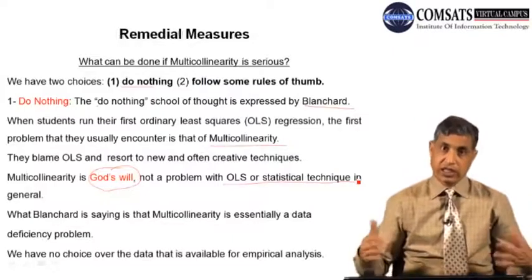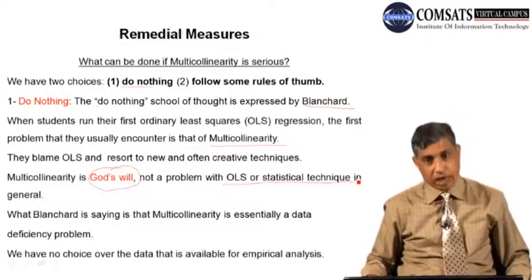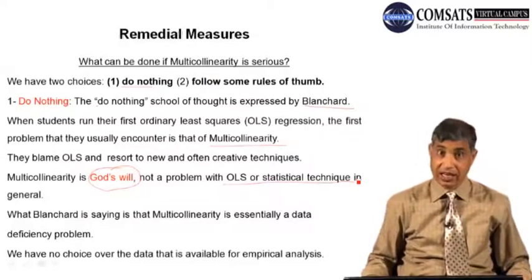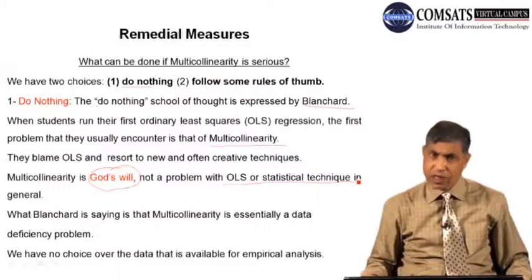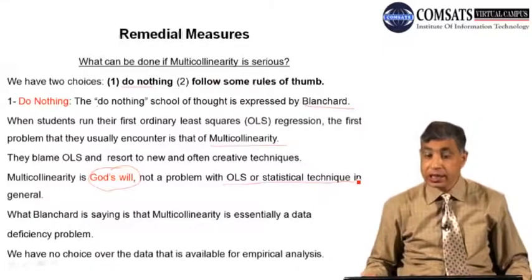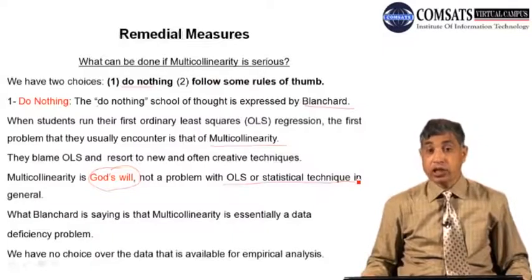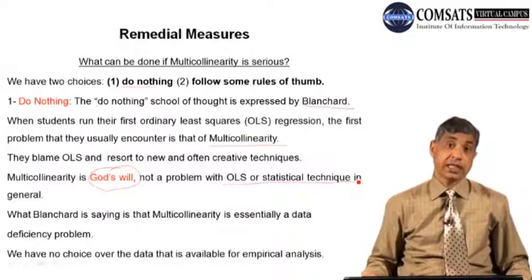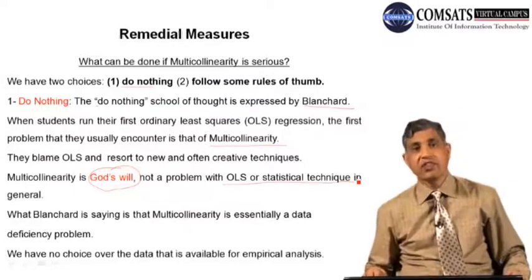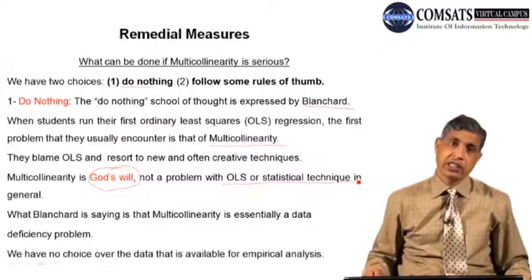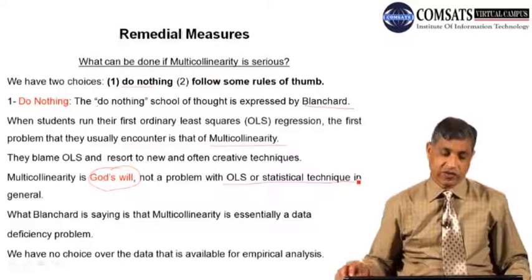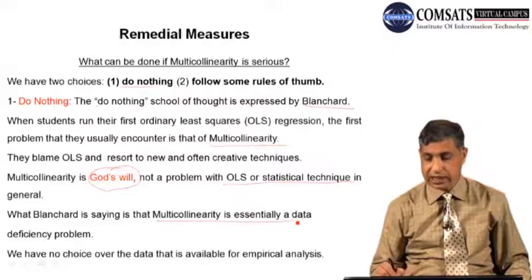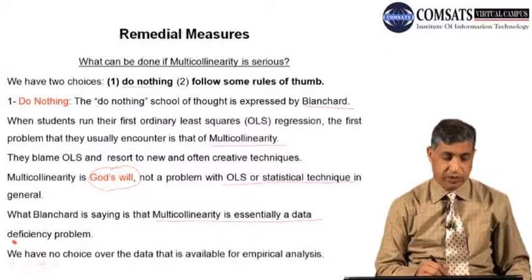I think you, and I also, will prefer this school of thought, because most of the time we favor the people who give us the shortcut. So this cannot be totally ignored. I am not humiliating this concept, but it gives us an insight that multicollinearity is always present in the data. So if it is God's will, according to Blanchard, we can't do anything about it. What Blanchard is saying is that multicollinearity is essentially a data deficiency problem.